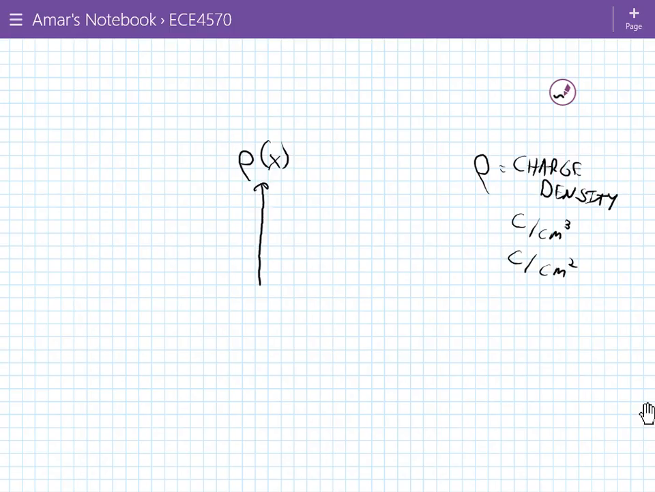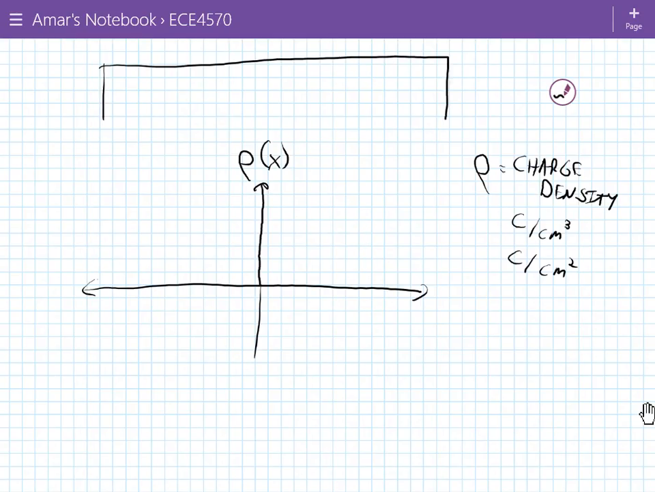So if we plot charge density on this axis, we have the PN junction here like this. This is the P side of the junction, this is the N side of the junction. Let's say the depletion region starts here like this.